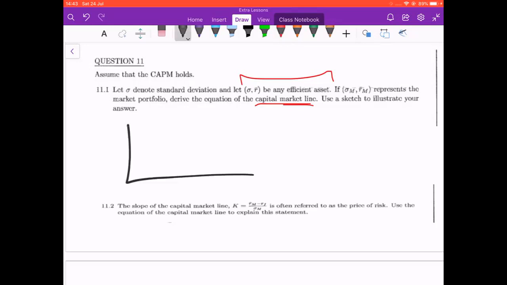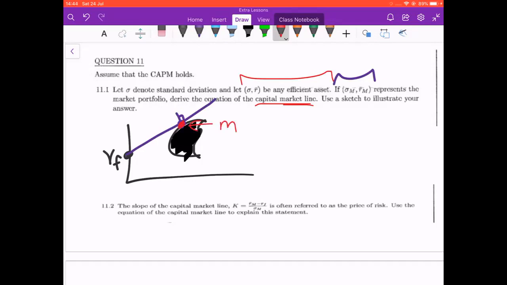Again, we know that by the one fund theorem, when you have a risk-free asset, it's going to be somewhere there. This is going to be your risky assets. We have previously stated, at the beginning, that your market portfolio is going to be efficient, and it's going to be somewhere here. Again, you will have to argue this. So this will be your market, basically.